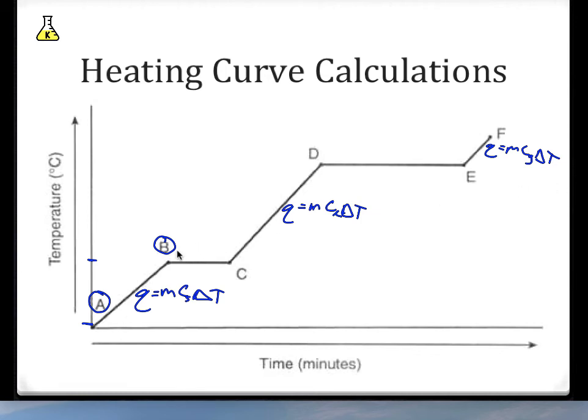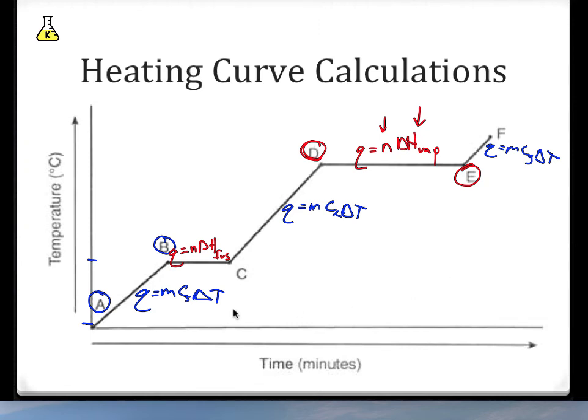Likewise, in the flat regions, we said Q was going to be Q equals n times delta H. We said this region was melting, so we would use delta H of fusion, whereas up here we'd say Q equals n delta H again, but in this case it'd be delta H of vaporization. I could calculate the amount of energy it takes to boil my sample simply by knowing how many moles of my sample I have to boil and multiplying that by the delta H of vaporization.